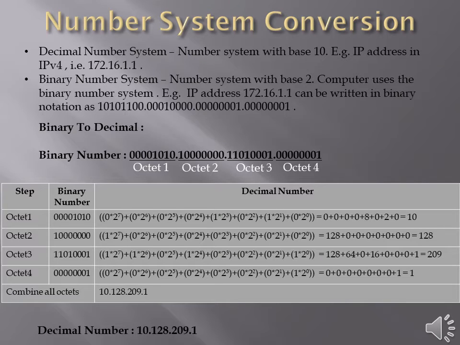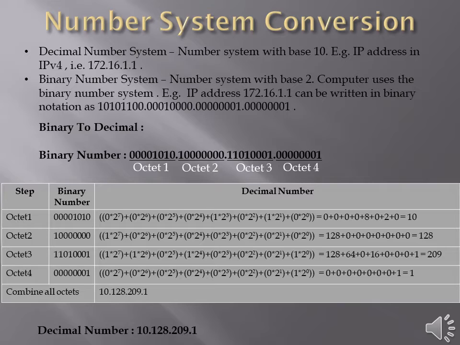Let's look at number system conversion. Decimal number system and binary number system. Number system with base 10 is called decimal number system. Number system with base 2 is called binary number system. Decimal number system is written in numeric format where an IP address can be written as 172.16.1.1, where the minimum value of a number can be 0 and the maximum value can be 255.